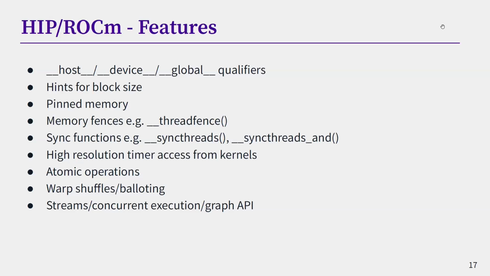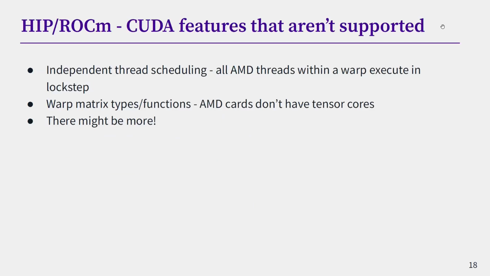There are a couple of things that are not in. The independent thread scheduling is not something that exists on the AMD cards at the moment. I think you're just fixed with every thread in the warp doing the same thing. And the AMD cards, I think this is maybe changing now, it's been a few months since we put the slides up, but they don't have the tensor cores in the same way for doing the matrix multiply add for AI. So you don't have access to matrix types and functions natively in the same way. But that's not to say that you can't still use these cards for those purposes. It just doesn't have the dedicated hardware.